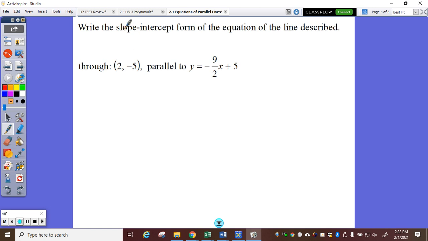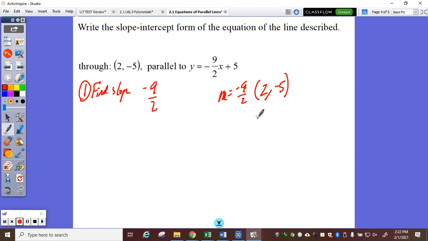Now, this is how your problems will look to you on your sheet. It will say write the slope-intercept form of the equation of the line described. So you have to first find the slope. What's the slope of this line? Negative 9 over 2. So my slope is negative 9 over 2. And I want to now go through the point 2, negative 5. So I want you to all write the equation of a line that has a slope of negative 9 over 2 and goes through the point 2, negative 5.